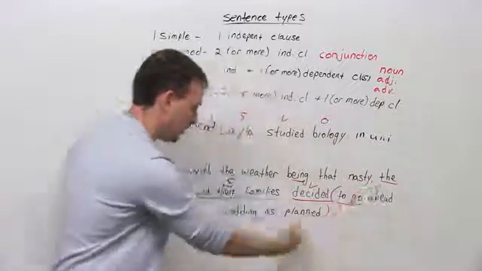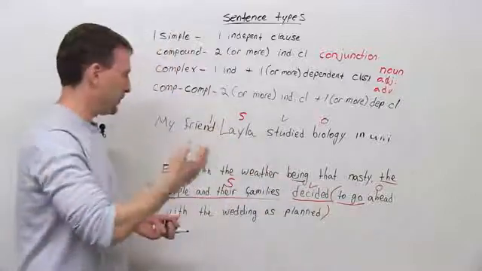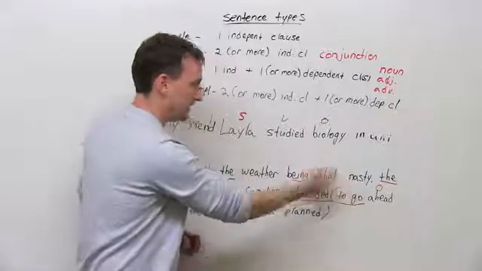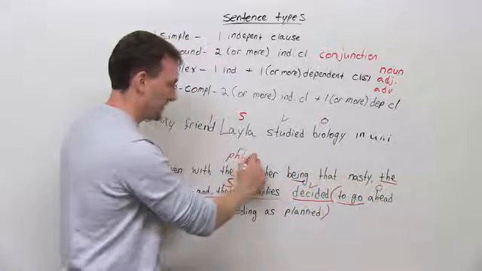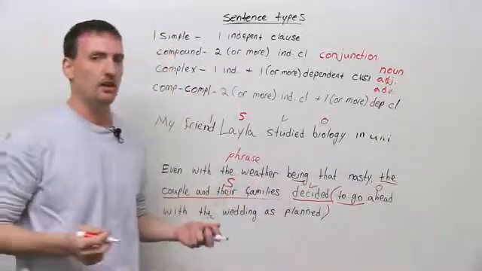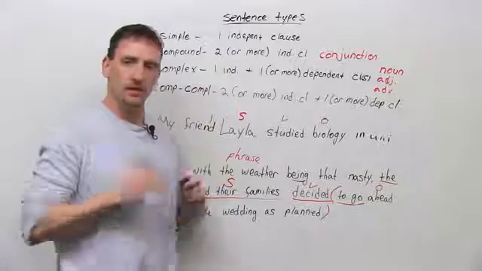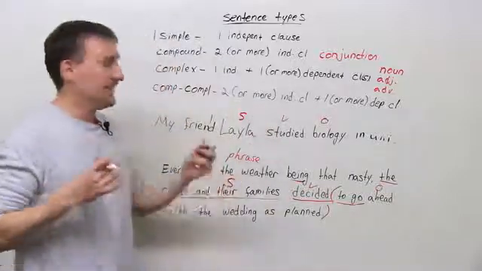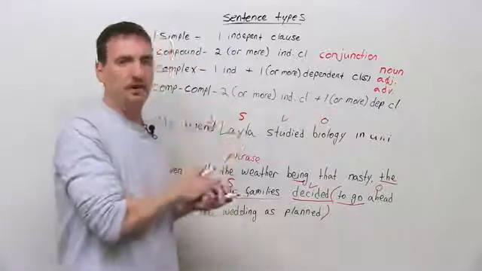here's my object. This whole thing is the object to decide. Decided what? To go ahead with the wedding as planned. Even with the weather being that nasty. So all of this is what? This is a phrase. It does not contain a subject, it does not contain a verb, right? So here I have a simple sentence with lots of additions to it, okay? Very simple. The key is to recognize what's involved in the sentence.